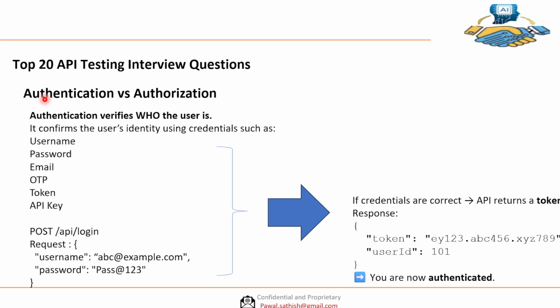Okay, now we'll see the difference between authentication and authorization. Authentication verifies who the user is. It confirms the user identity using credentials such as username, password, email, OTP, token, API key. This is a POST request to API slash login, and here you can see the payload: username and password. If credentials are correct, the API returns a token and the user ID, and you are now authenticated.